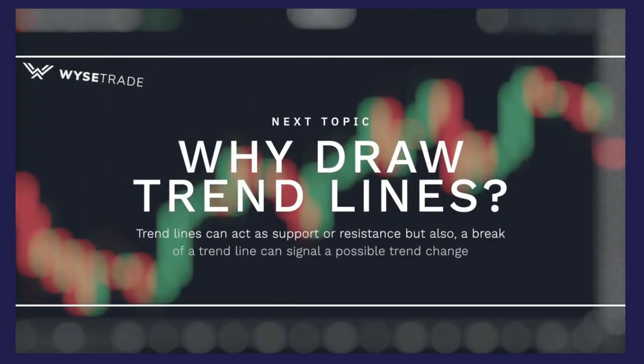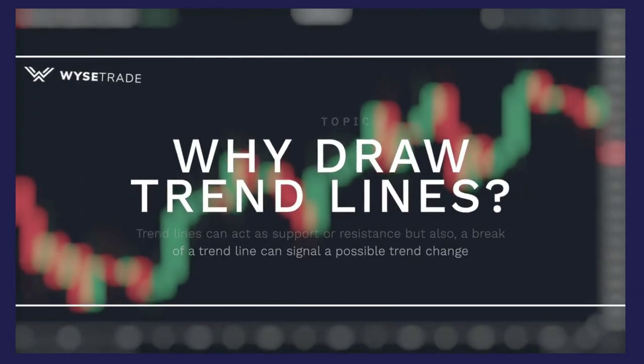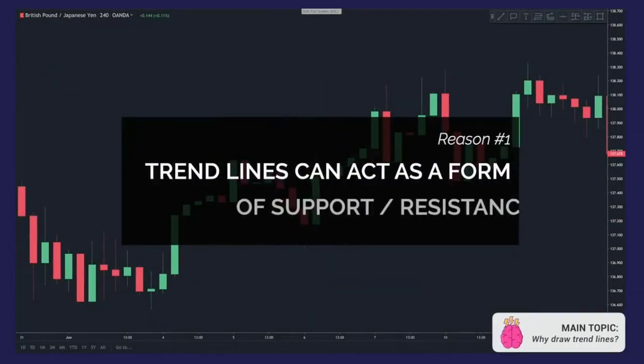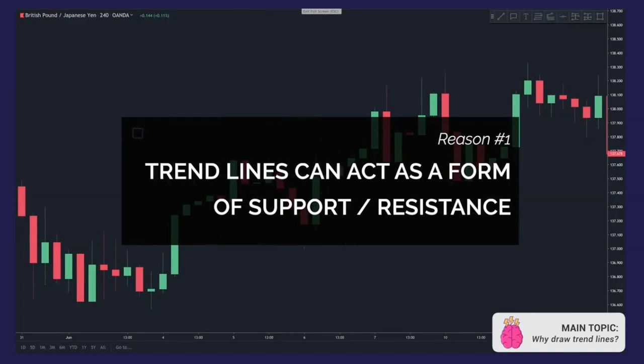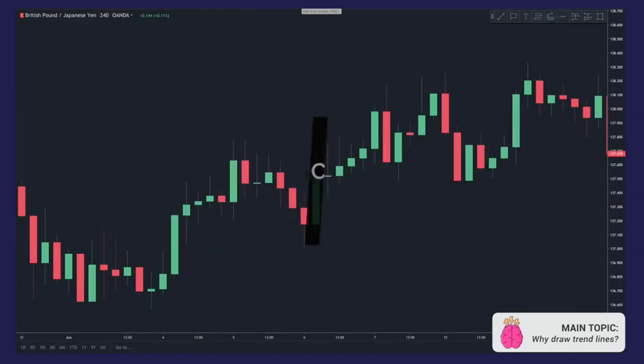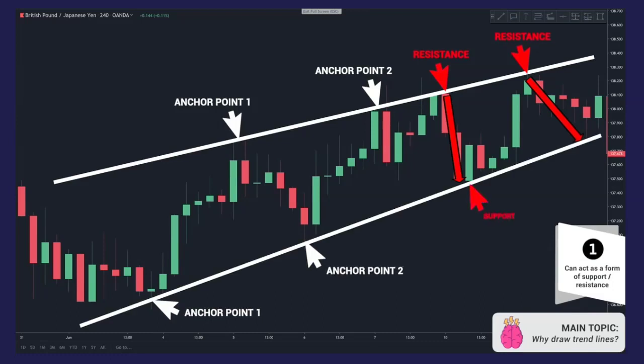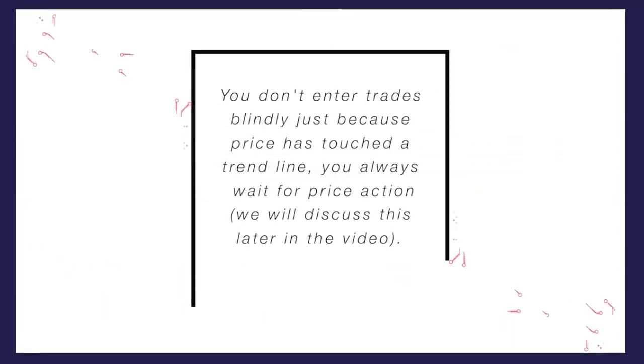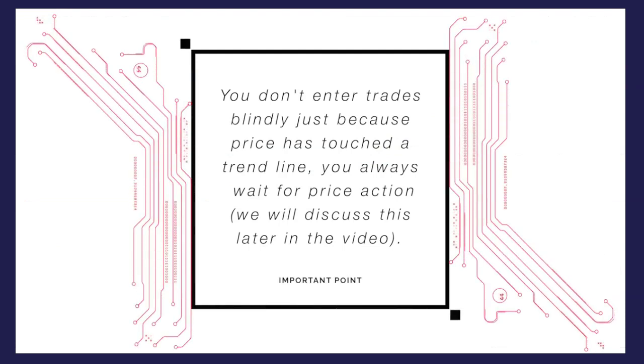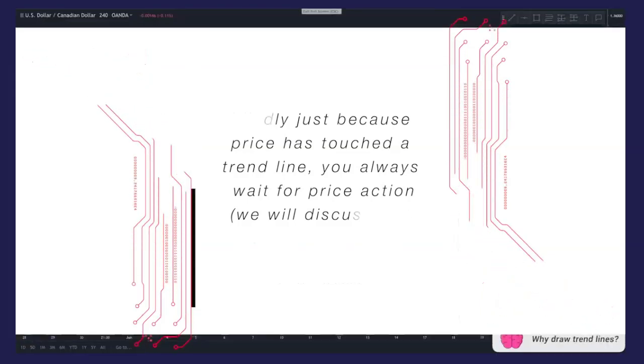So why exactly do we draw trend lines? The first reason is because trend lines can act as a form of support or resistance. Along the top, the trend line acted as resistance when price touched it, and along the bottom, the trend line acted as support when price touched it. Now you don't enter trades blindly just because price has touched a trend line. You always wait for price action in combination with other factors, which we will get into later in this video.